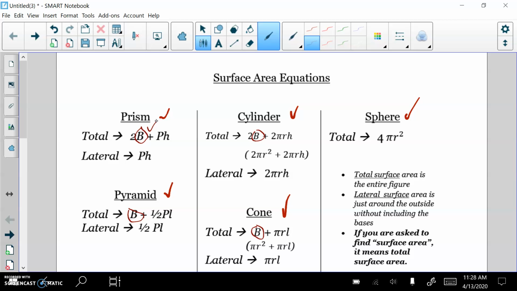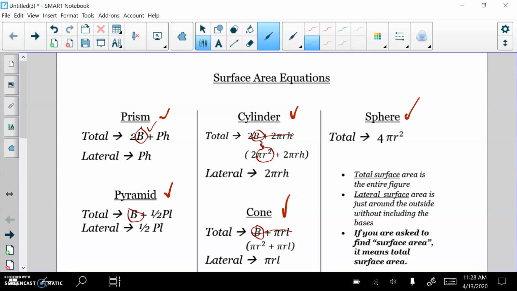For cylinders and cones, big B really isn't necessary because for a cylinder, the base is always a circle. So that's what this second equation down here is: we know the base is a circle. So instead of just using B for that, we can just say 2 pi r squared, because pi r squared is the area of the circular base. Same thing with a cone. Big B is always going to be a circle for a cone, so we don't really need to use that version of the equation.